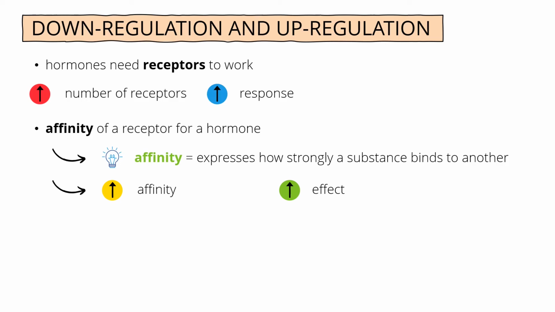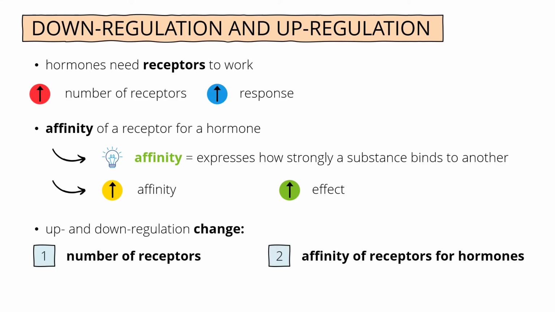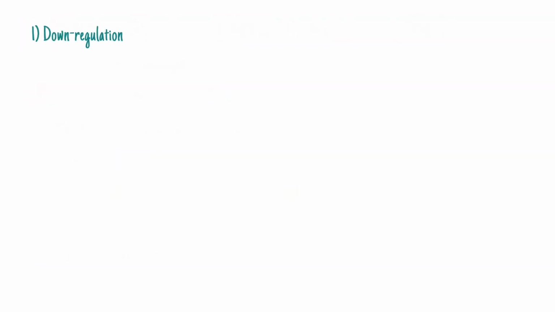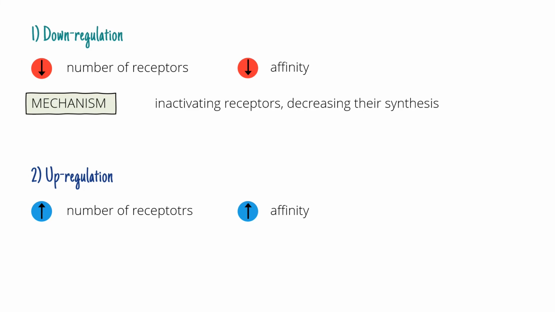And up and down regulation is basically just changing these two factors, number of receptors and their affinity for the hormone. In downregulation, there's less receptors, or their affinity for the hormone is not that strong. And in upregulation, there's more receptors and their affinity is stronger. Downregulation can, for example, happen by inactivating receptors or decreasing their synthesis.